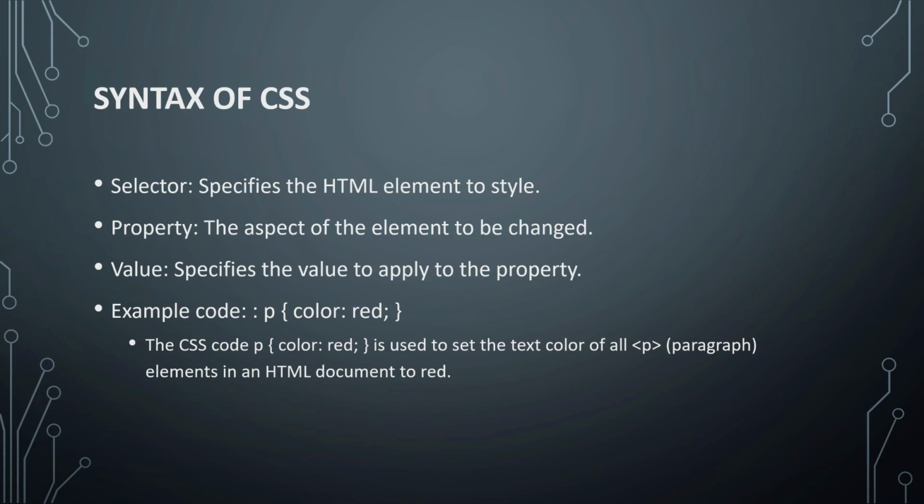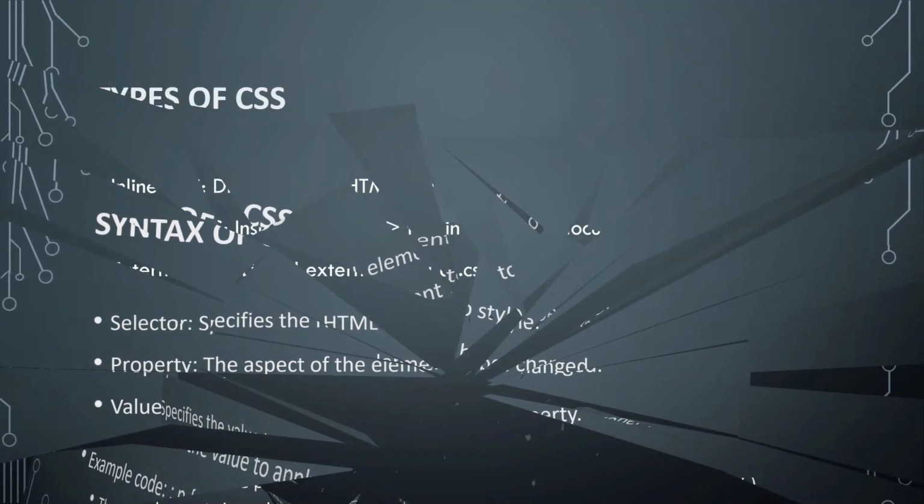But here's a small example of code. P color red. In this little code right there, the CSS code P color red is used to set the text color of all paragraph elements in an HTML document to red. So this code makes every paragraph text color red, and we'll see examples of that, of course, in later videos.